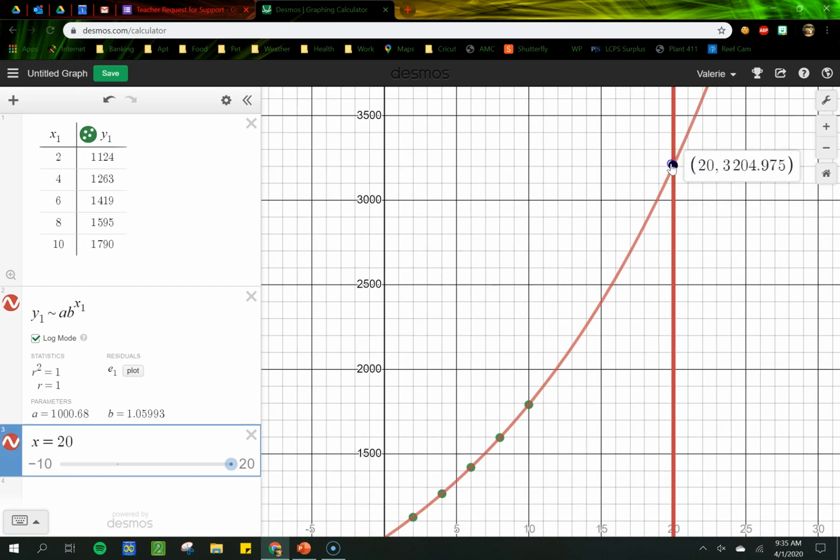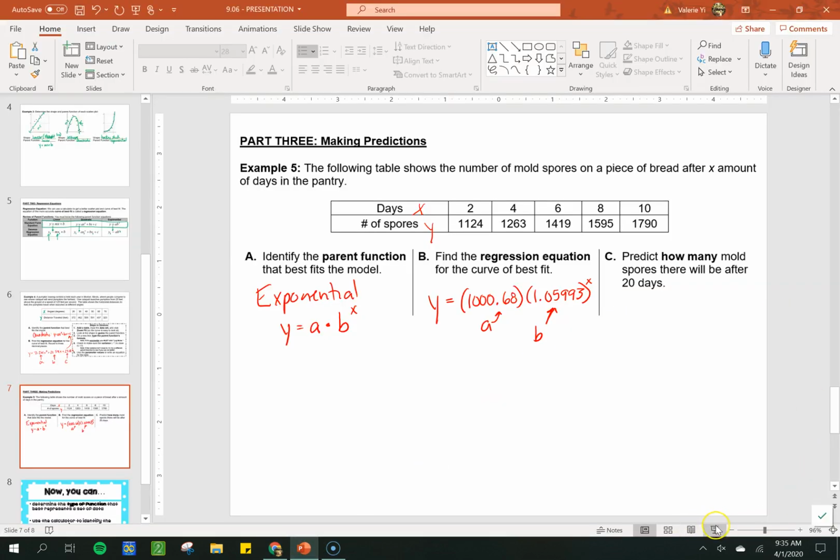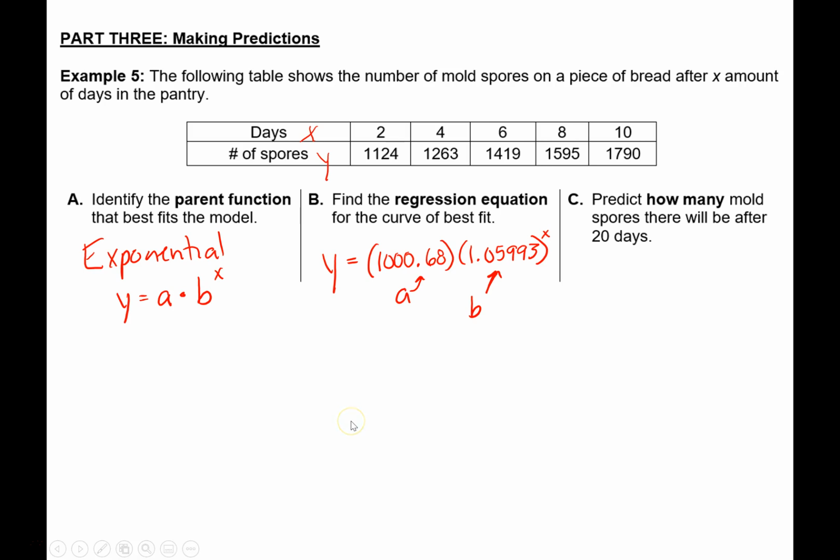When I click on it, it's going to give me an ordered pair, 20 comma, and then the y value. And that's what I'm trying to find. How many mold spores are going to be there? Let's round to whole numbers for this one, because mold spores aren't going to come in fractional rates. So when x is 20, y is equal to 3,205. So I plugged in x is equal to what it was looking for, and when I found that intersection, that answered my how many question.